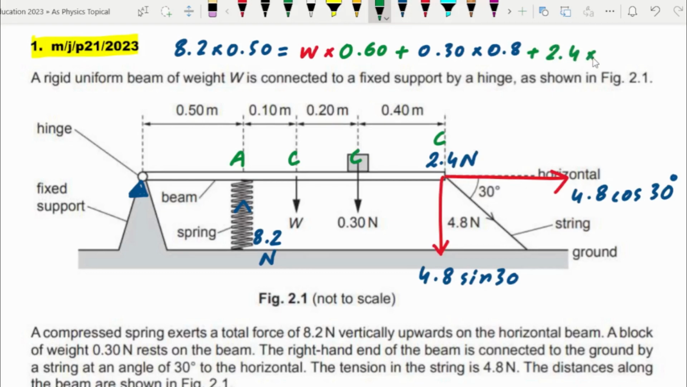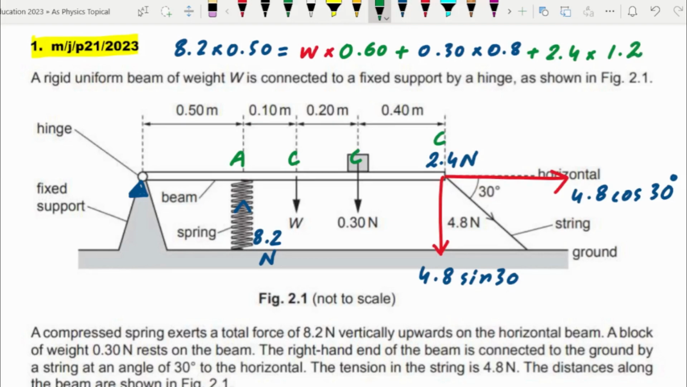2.4 times the perpendicular distance of that force from the pivot. So add all four of them: 0.50 plus 0.10 plus 0.20 plus 0.40. What do we get? We get 1.2.